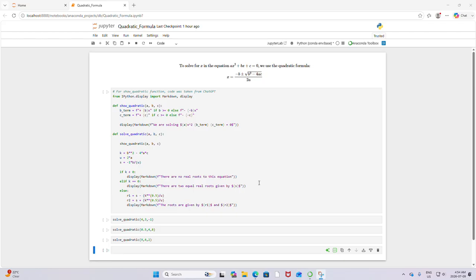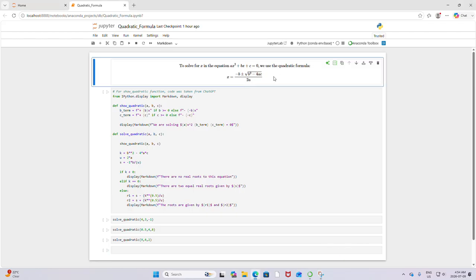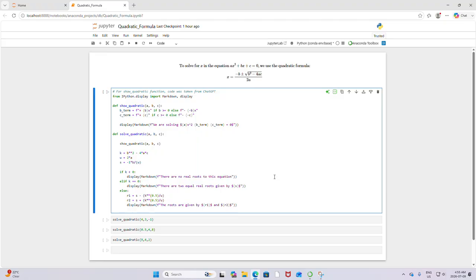And if the k is a positive value, then we will get the two roots. And again, I've assigned the root 1, r1, to this s minus the square root of k over u, and root 2, r2, to s plus the square root of k over u. Again, that's just coming from what's up here in this quadratic formula. And it will display the roots are given by the r1 and r2. So yeah, that's it. Let's run these.